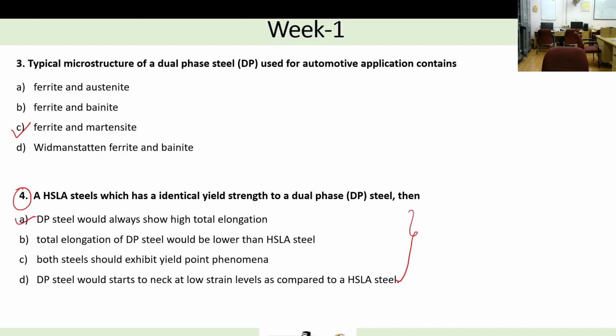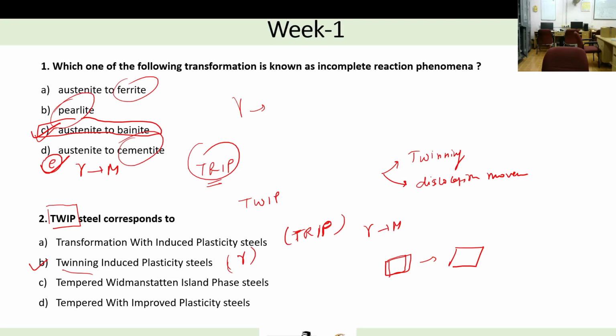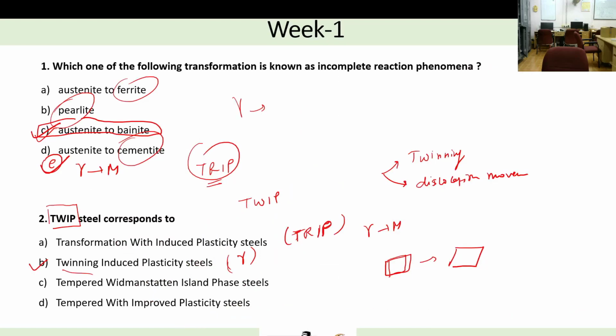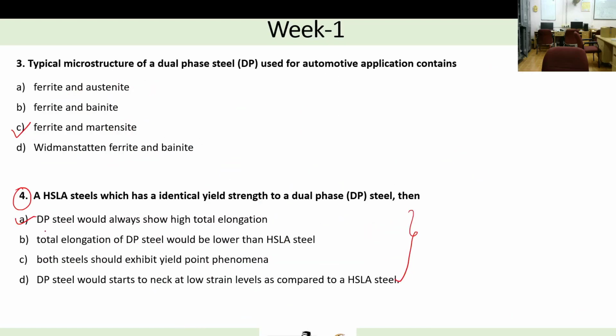So for this problem, I mentioned this diagram. This diagram you can see here. For the same yield strength 350, 350, 350, HSLA, TRIP and DP, all these three have almost the same yield strength. But if you talk about the total elongation, in the problem it is asked about the DP steel. You can see DP steel total elongation is much higher compared to this HSLA steel, right? So that's what is asked in the question. So DP steel would always show higher total elongation compared to HSLA.